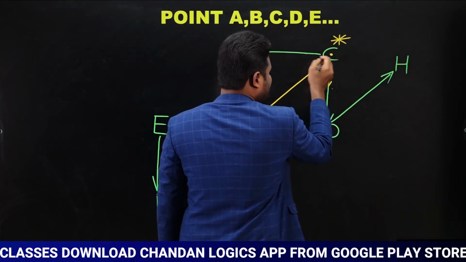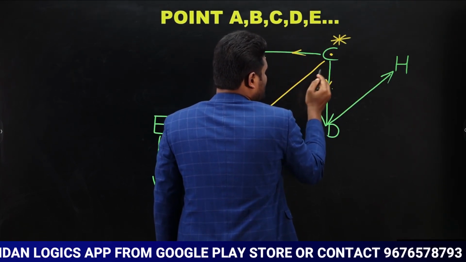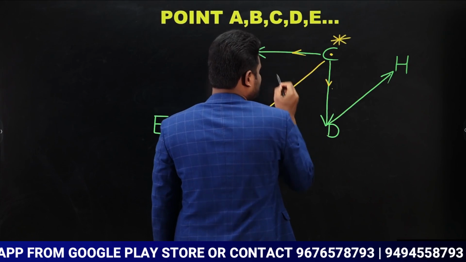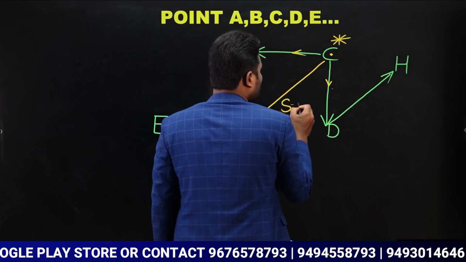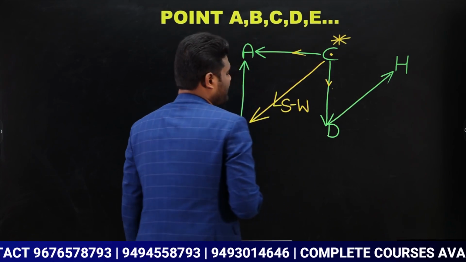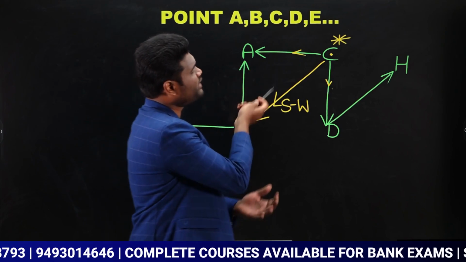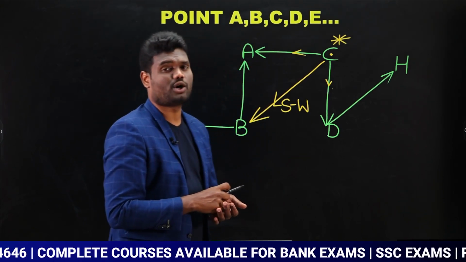And for C, this is going to be west. This is south, this is west. So the direction between south and west is nothing but the southwest direction. So we can say the answer is southwest. So B with respect to C is in the southwest direction.